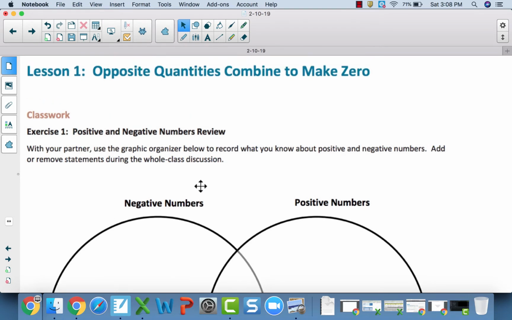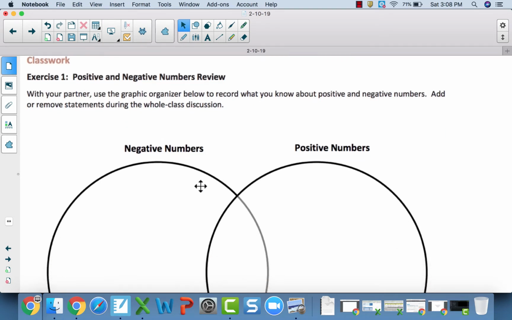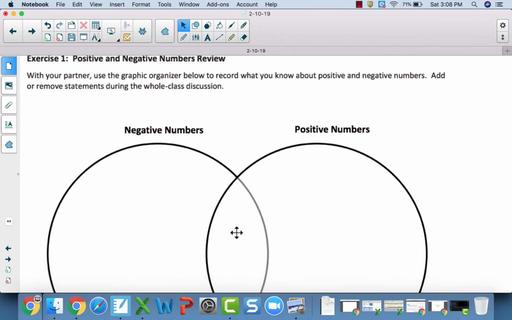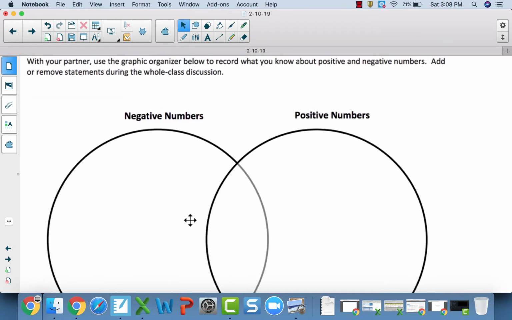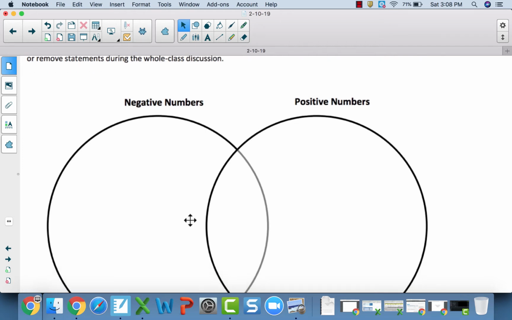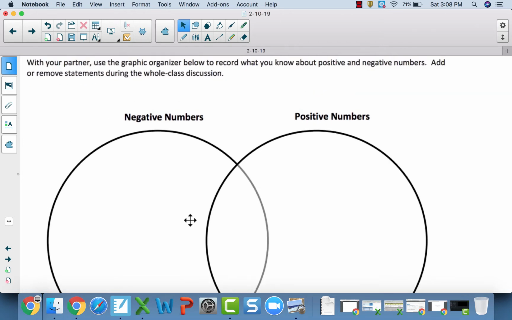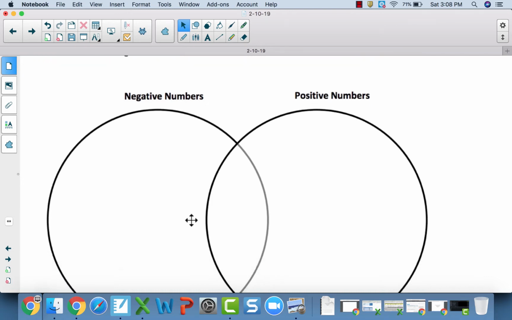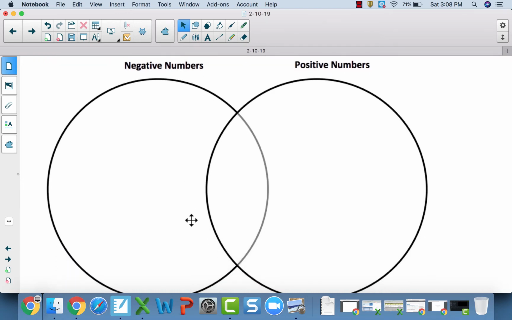Lesson 1 is opening with an exercise. You're going to use this graphic organizer below to write what you know about positive and negative numbers. After you've done this, I'm going to give you a few statements that I came up with to add to your Venn diagram. Just remember how the Venn diagram works. The information that matches negative numbers goes on this side, positive numbers goes on this side, and if it deals with both, you can put it in the middle. Go ahead and try to come up with as much as you can, fill out the Venn diagram as much as you can, then come back and check the video before moving forward.